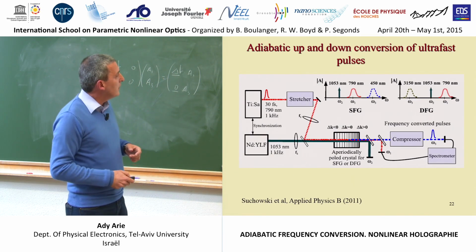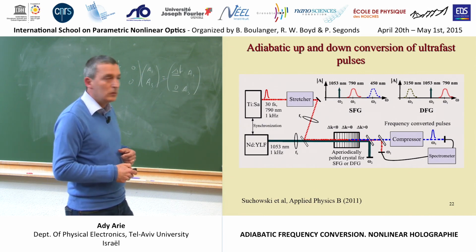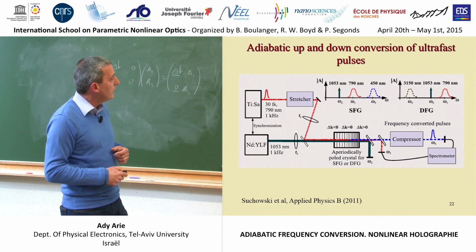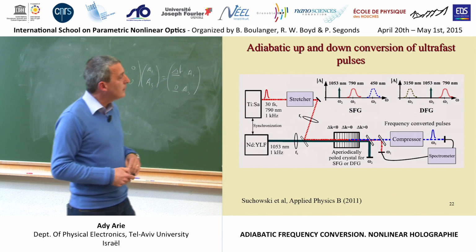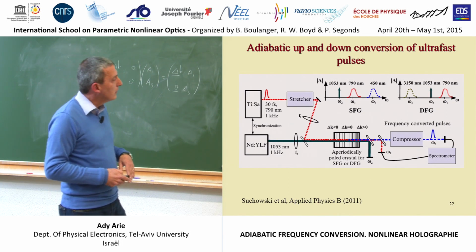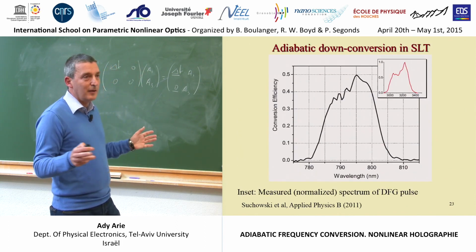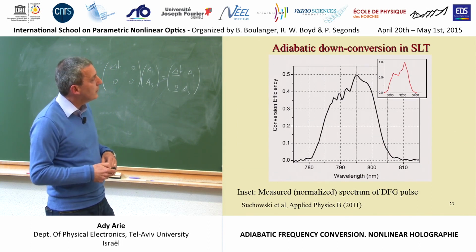So again, this was our demonstration. We used the Ti:sapphire laser with 30 femtoseconds. We stretch it to about a few picoseconds, and then we mix it with the pump in either KTP or stoichiometric lithium tantalate. And then we can do either up conversion or down conversion, okay? Basically we can take the entire pulse and convert it. So this is a down conversion to the mid-infrared.